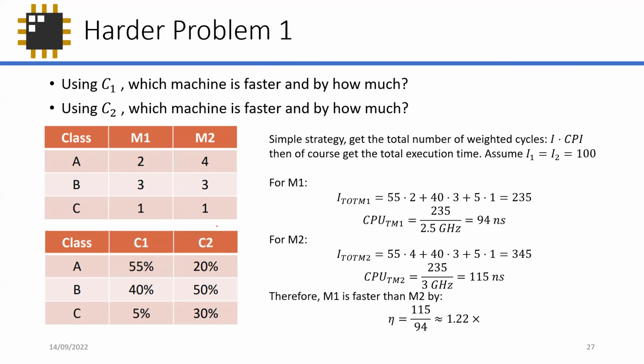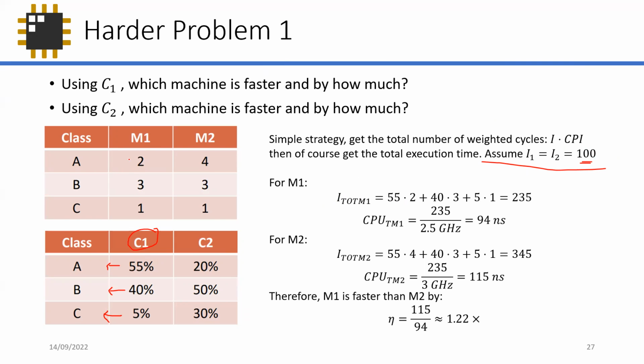So for compiler 1, the simple strategy is to get the total number of cycles and then multiply by the cycle time, or divide by the clock rate. It's simple, it's ratio and proportion. We can always make the assumption that the instruction count for machine 1 and machine 2 is equal, just 100 of them. For machine 1, since you're using compiler 1, 55% is for instruction A, 40% is for instruction B, and 5% is for instruction C.